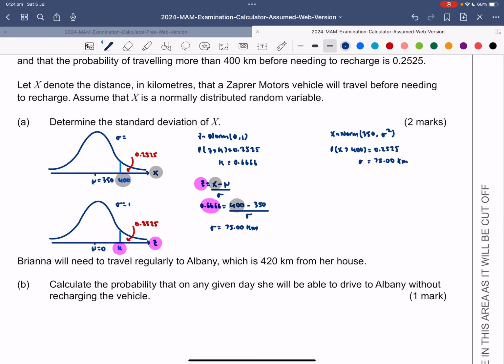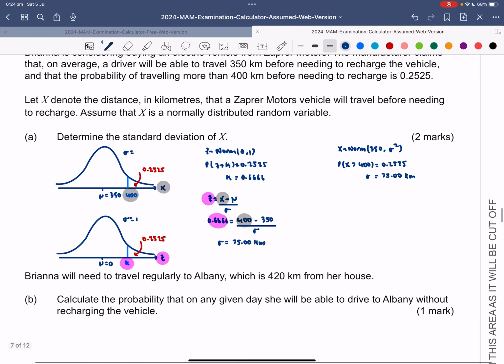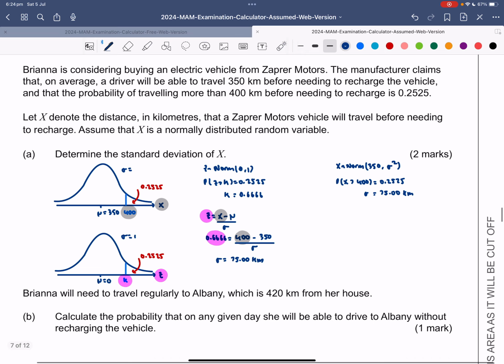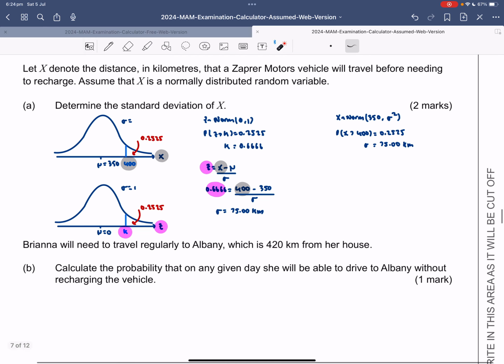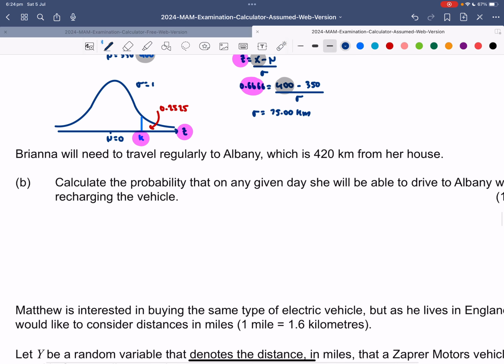All right, Brianna will need to travel regularly to Albany, which is 420 kilometers from her house. Calculate the probability that on any given day, she'll be able to drive to Albany without recharging the vehicle? Okay, well, it's highly unlikely, right? Because we know the mean is only 350. So it's highly, highly unlikely.